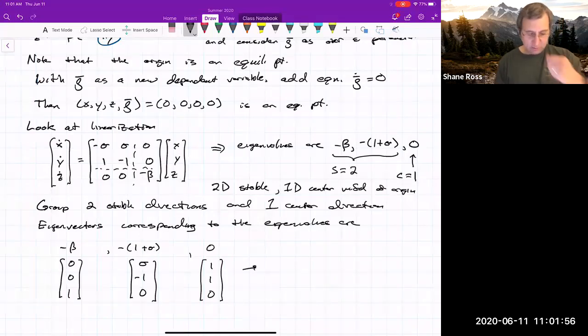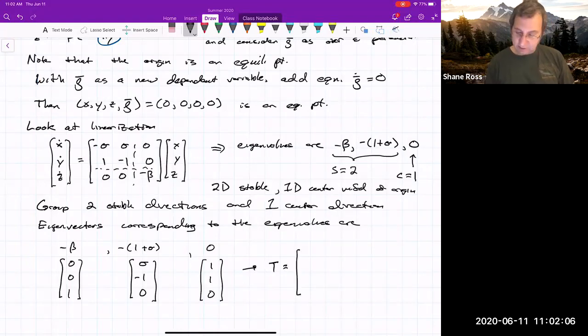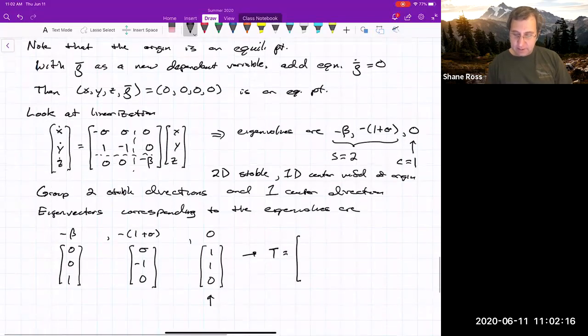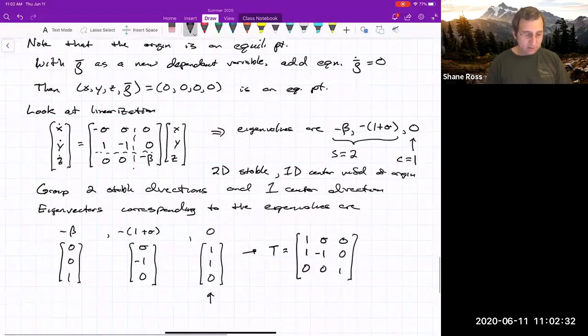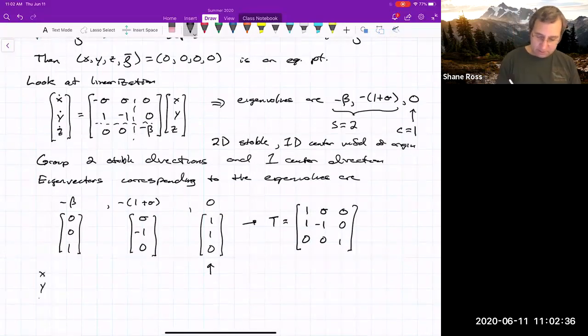So then we group these into our transformation matrix. And here, following the terminology of Wiggins in this example, I'm using T instead of P. So how do we want to group these? We want to group the center direction first. So that means we do the center direction eigenvector first, 1, 1, 0. And then it doesn't quite matter what we do next. I'm going to choose sigma, minus 1, 0, and then 0, 0, 1. Okay, so that's our transformation matrix, by which I mean we go from X, Y, Z to U, V, and W.